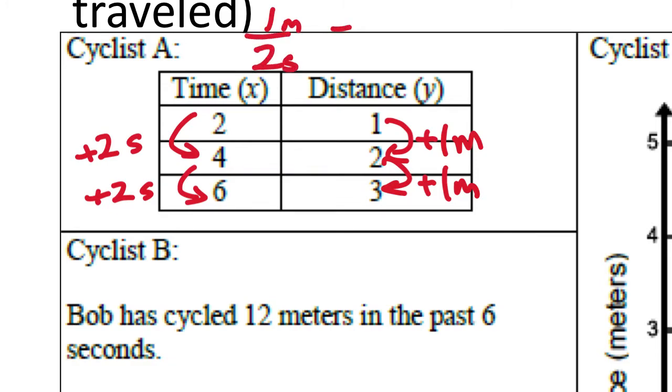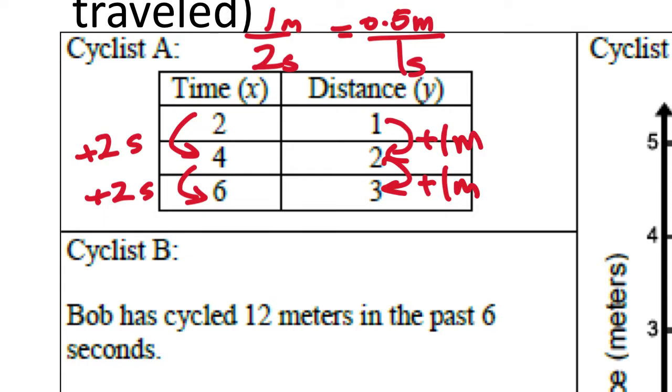All right. If you wanted to compare these each with 1 second, you could. You could say, well, how far would he go in 1 second? That's 0.5 meters. Okay, so I'm going to be using the per second ratio to figure out the speed for each of these. So that's cyclist A.